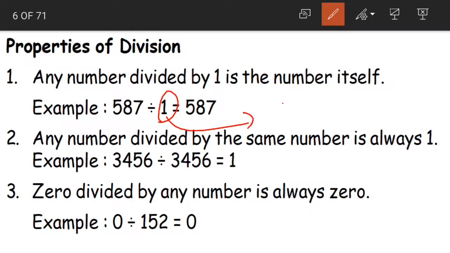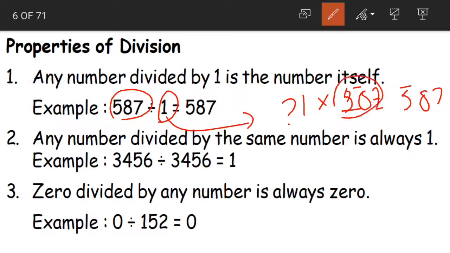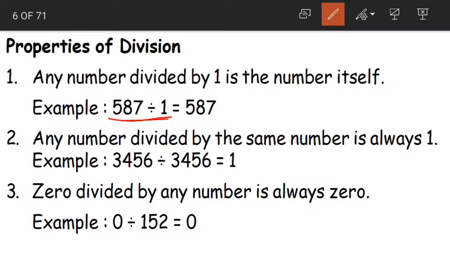In one table, when does 587 come? 1 into dash. 1 into 587. So 587 becomes my quotient. So 587 divided by 1 is equal to the number itself, 587. Suppose if such a question is given in the exam, 587 divided by 1 is equal to dash.